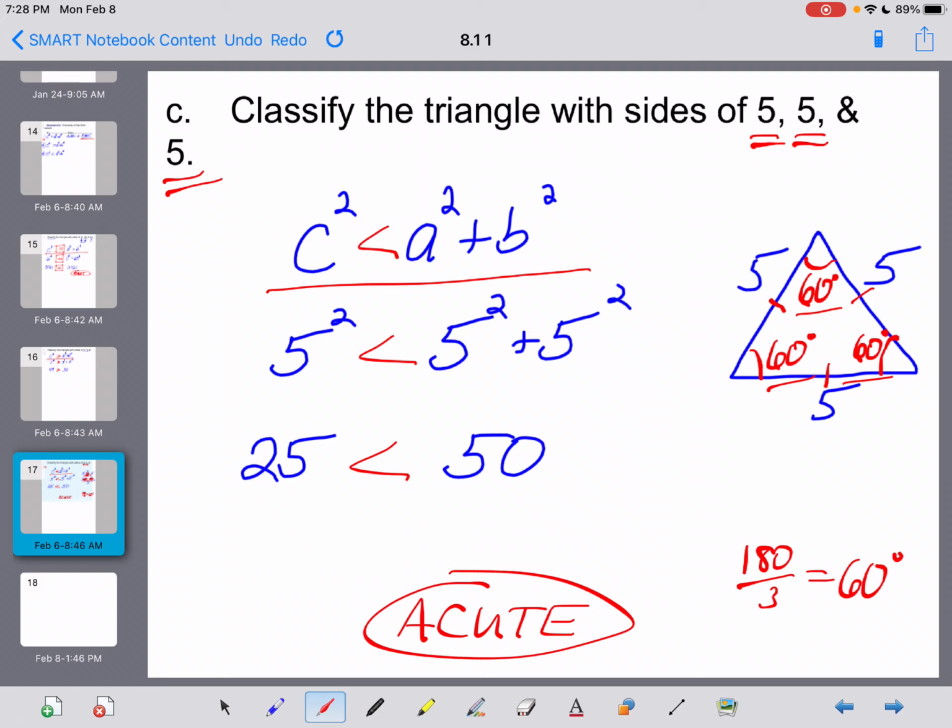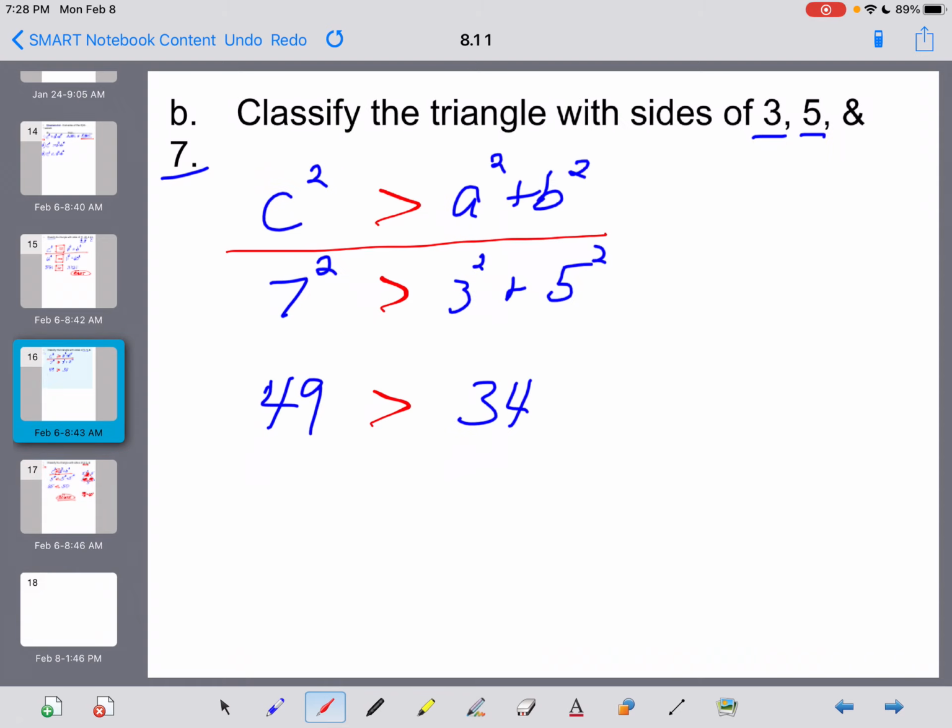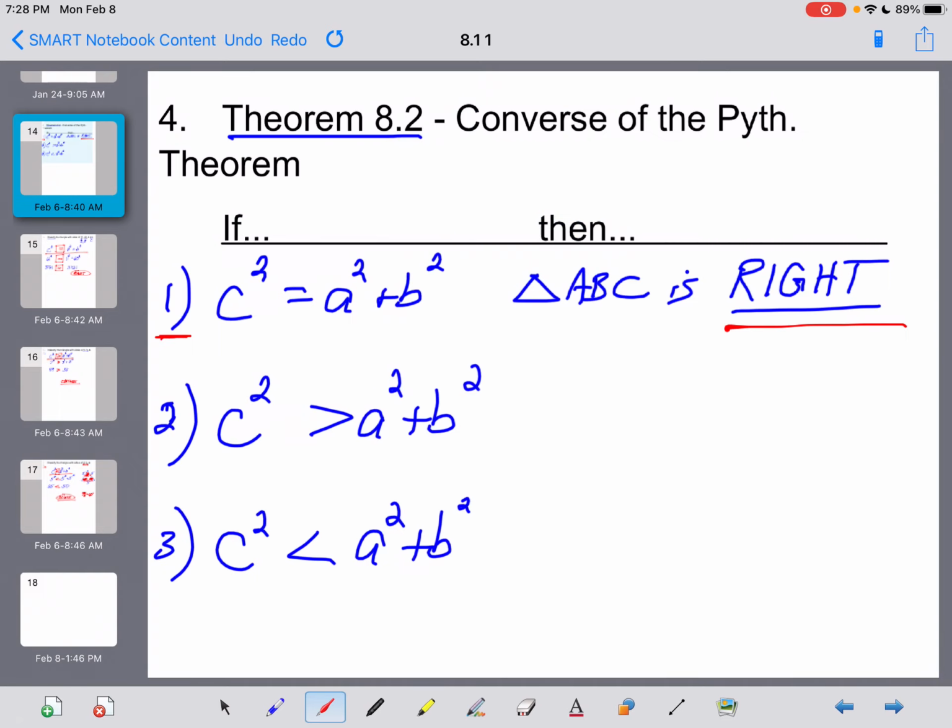So what have we learned here, guys? When c squared is less than a squared plus b squared, our triangle is acute. We can use process of elimination to say that when c squared is greater than a squared plus b squared, that is when we are dealing with an obtuse triangle. So let's go back and finish up this little table here, guys. The second case right here, when c squared is greater than a squared plus b squared, that is when triangle ABC is obtuse. That's what we learned from the second example.